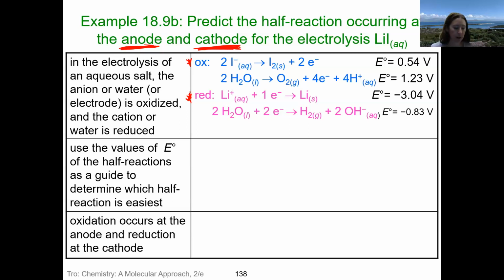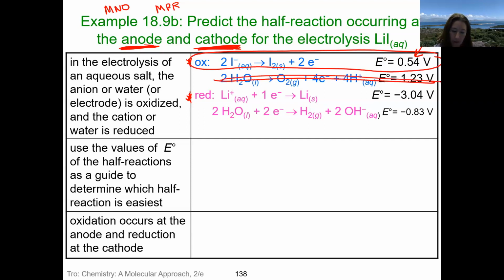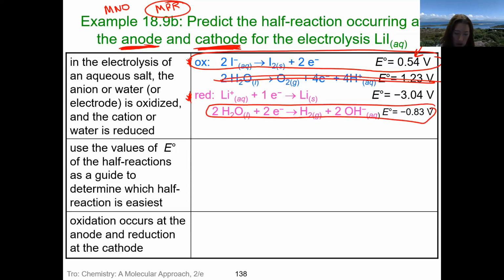Okay, so again, more negative oxidized, more positive reduced. So for our oxidations, we have these to choose from. Again, we're choosing the one that is more negative. Well, this is more negative, so we're going to choose this one for our oxidation, not this one. For our reduction, more positive is reduced. Which one is more positive? Well, this one is more positive. So this is the one we're going to choose for our reduction, right?